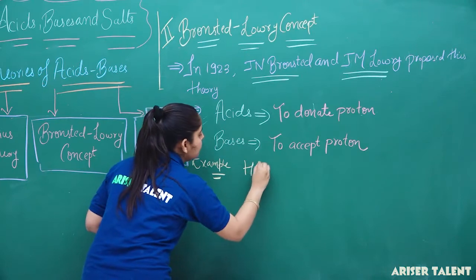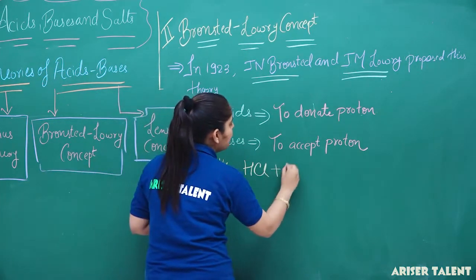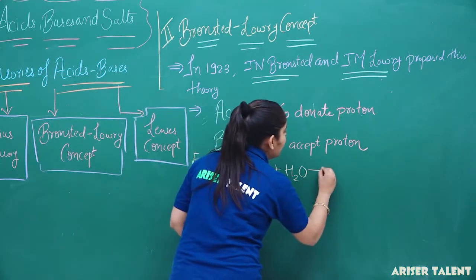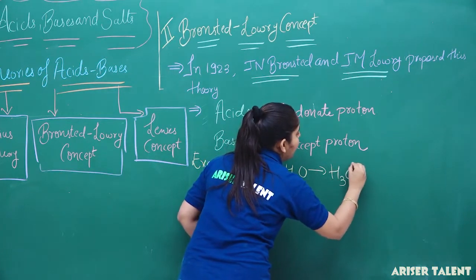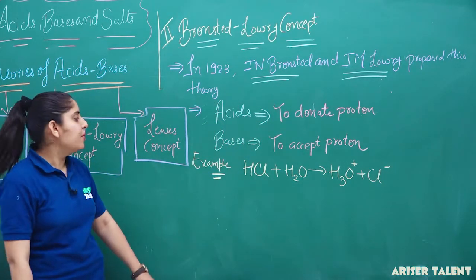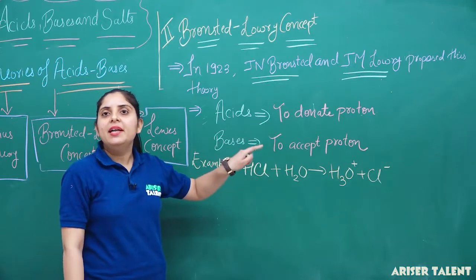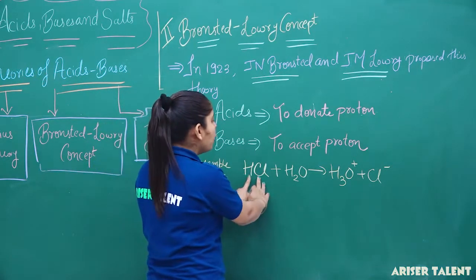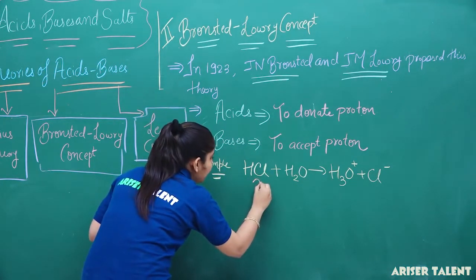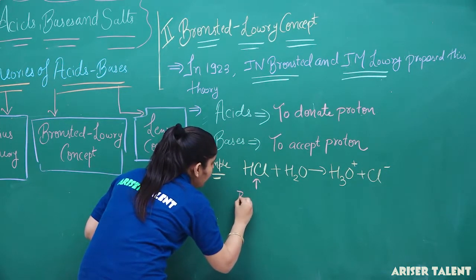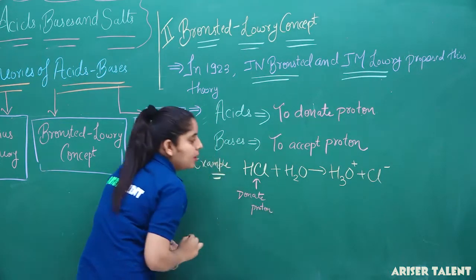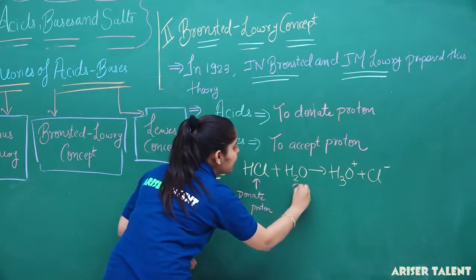Suppose we are provided with HCl and HCl is going to react with H2O. Now, when HCl reacts with H2O, what will we get on the product side? We will get hydronium ion plus Cl negative ion. Now, you can see in this equation, hydrogen chloride has a tendency to donate the proton, and this proton will be accepted by water to form hydronium ion. It means HCl is doing what? It is donating proton. And what is water doing here? Water is accepting proton.